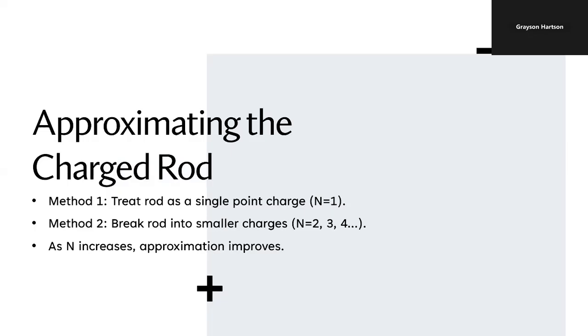To approximate the charged rod, we had point charges. So you can take a line and imagine in the very middle of the line, you can put a charge, and that charge will represent the total charge of that rod. And that's basically what we did, and that would be N, to represent the number of point charges we used. In method one, we just used one. And method two was multiple, and so on and so forth. And as you can imagine, as N increases, your approximations are going to improve significantly.